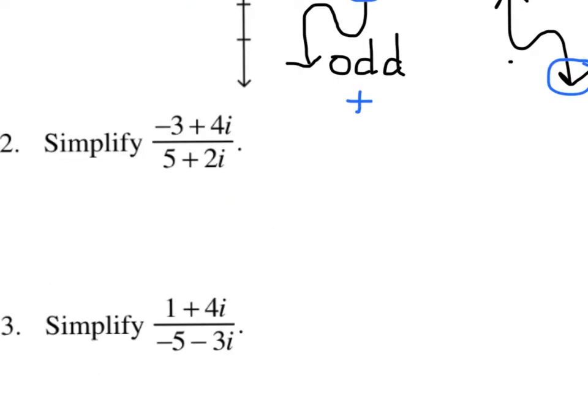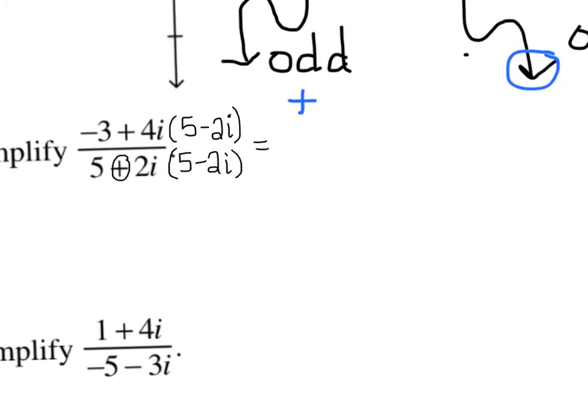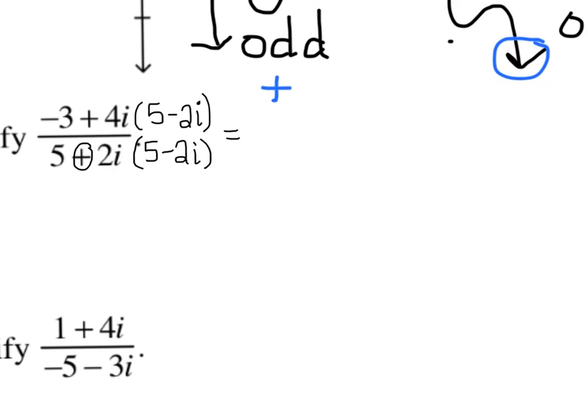In order to simplify these with complex numbers, we multiply on top and bottom by the complex conjugate of the denominator. That means we flip that sign from positive to negative or negative to positive. And whatever we multiply by on the bottom, we have to multiply by on the top. So now we have two FOIL or box problems that we need to carry out. I'm going to go ahead and do FOIL.